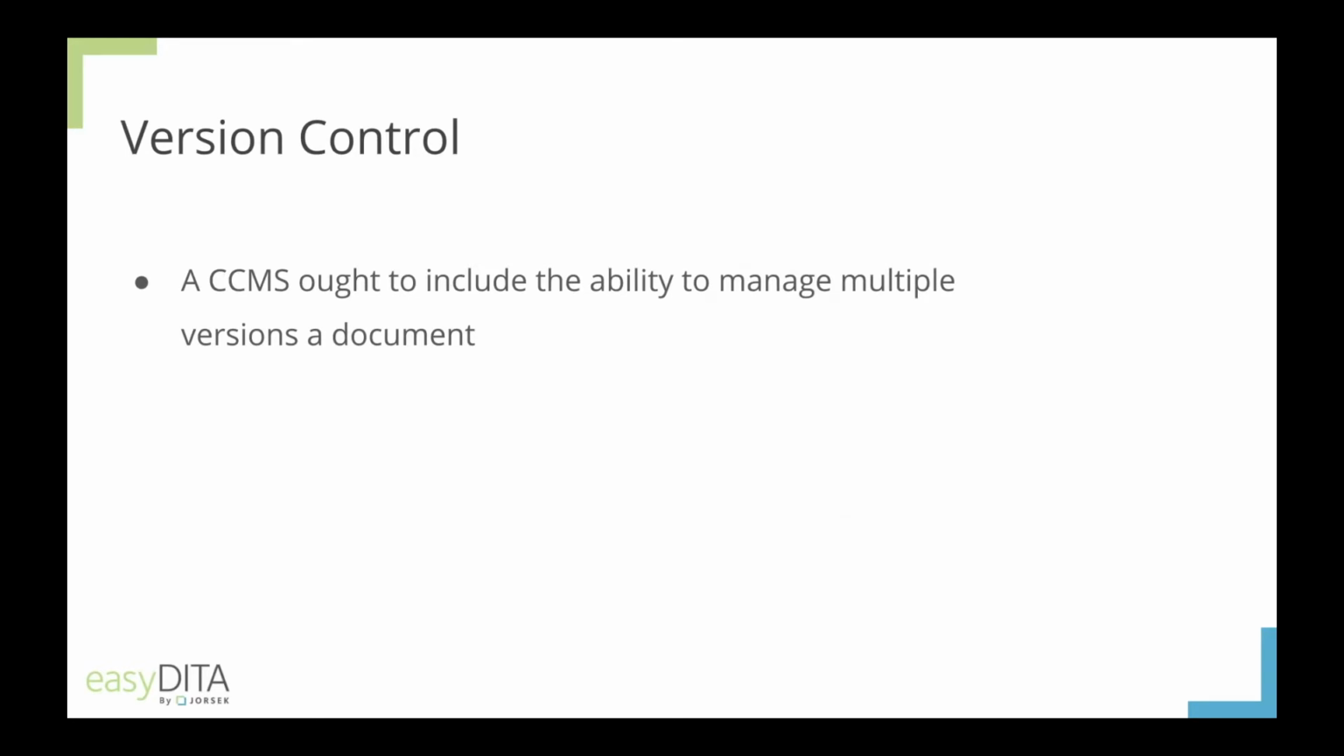Version control. So a CCMS ought to include the ability to manage multiple versions of a document, including histories of those versions.